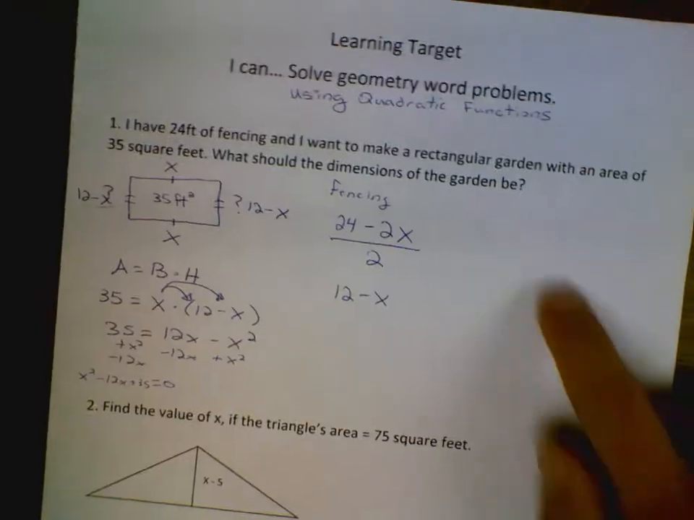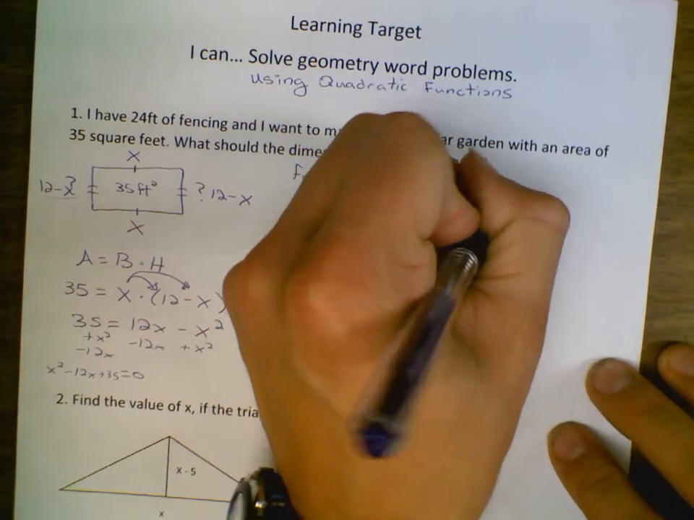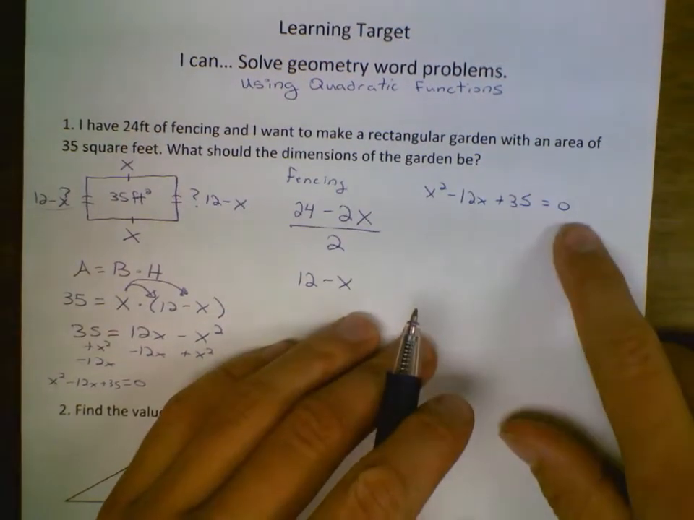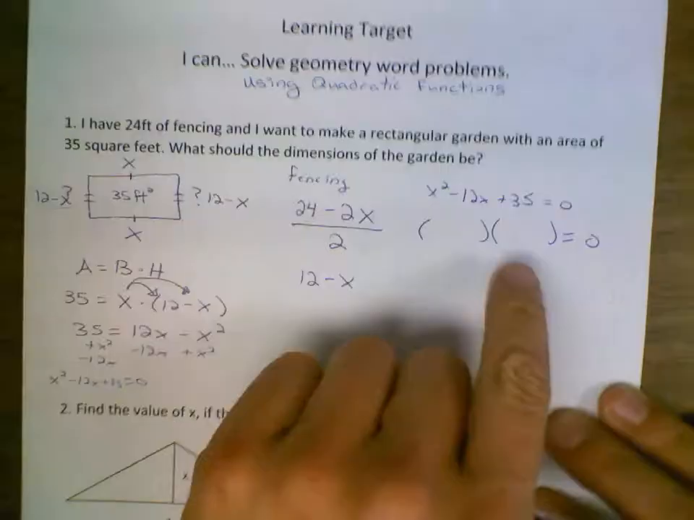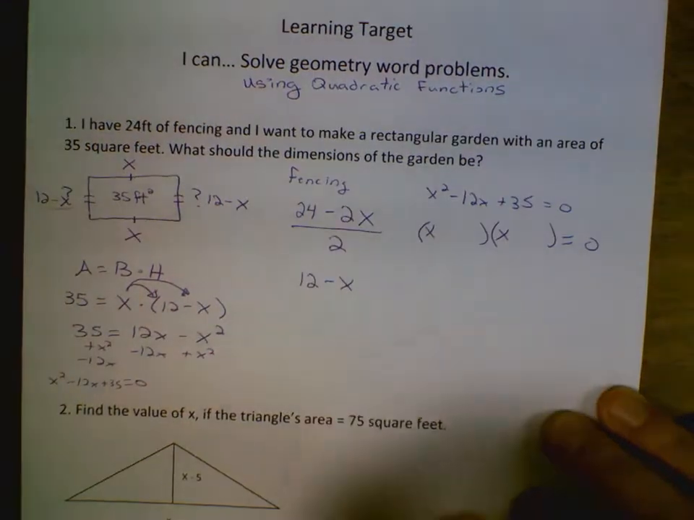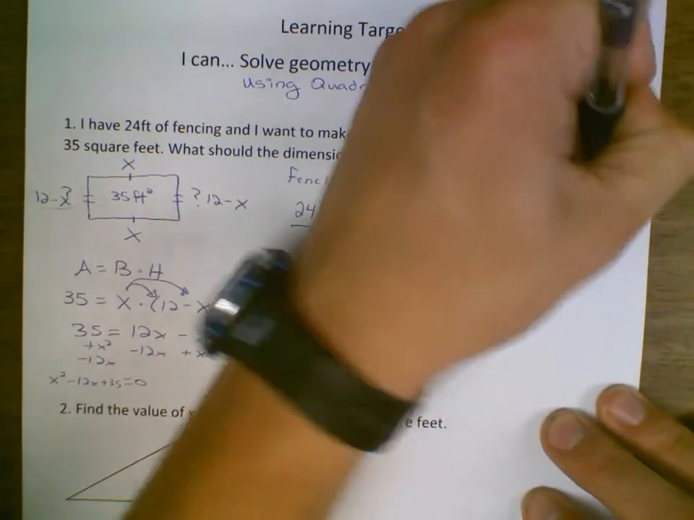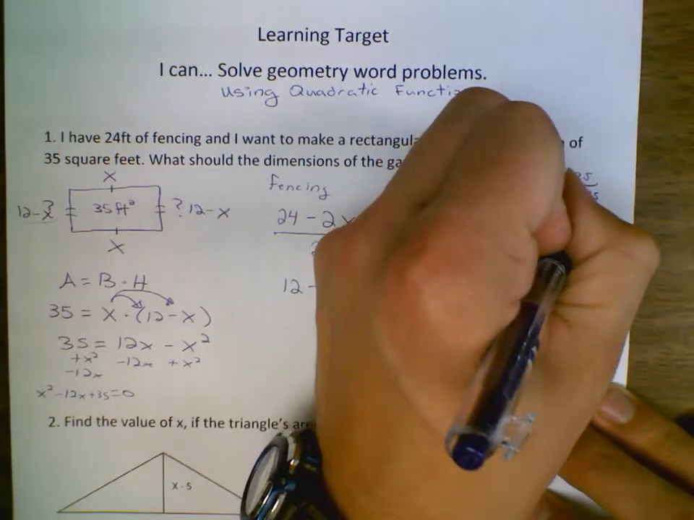So off to the right here, I'm going to solve it. I'm going to take x squared minus 12x plus 35 equals 0, and I'm going to factor this. So if I factor this, remember the first times the first gives me my first term, which is x times x. And then the last times the last has to give me my last. So multiplying to 35, well, that's 1 and 35. It could also be 5 and 7.